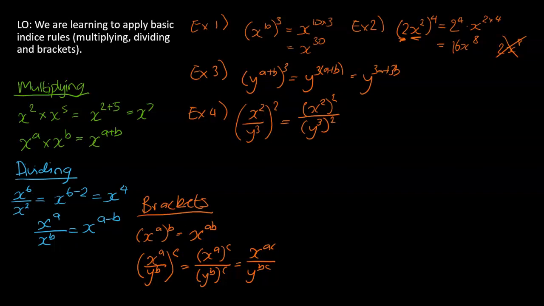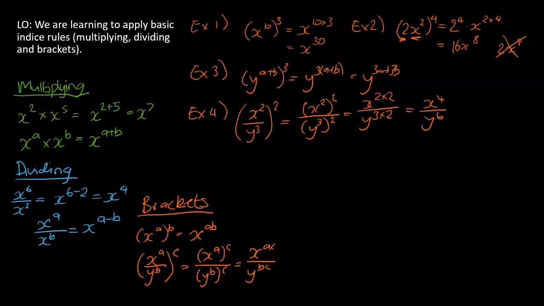So we've got the 2 brackets. We're going to apply that single bracket rule twice. So we're going to multiply the powers together. So the first one is going to be x to the power of 2 times 2, and then that's going to be divided by y to the power of 3 times 2. And when you simplify that, that's x to the power of 4 divided by y to the power of 6.